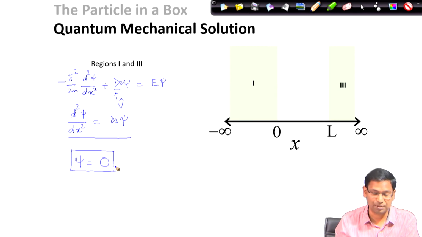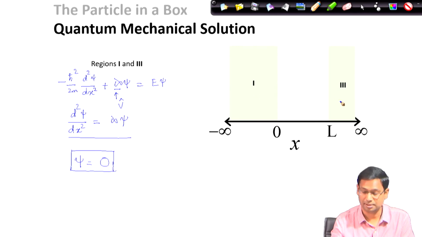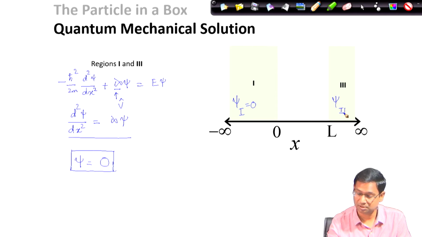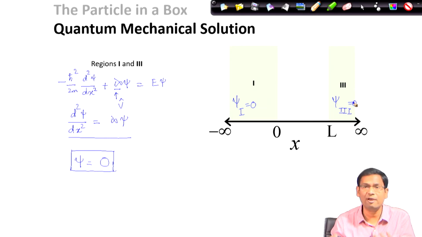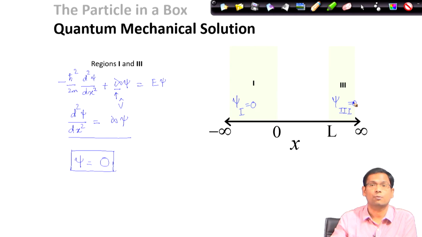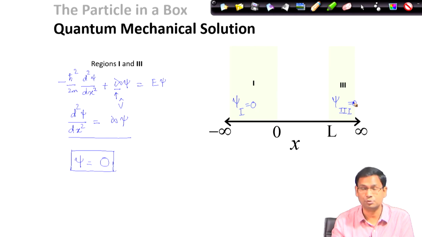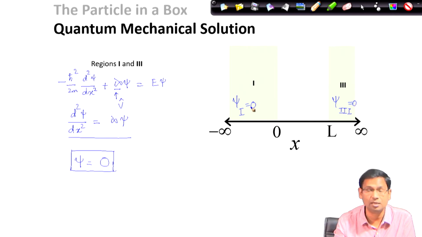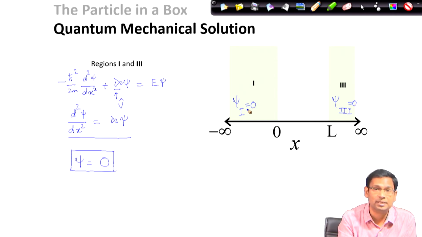So, the wave function is simply 0 in region 1 and region 3. Region 1 wave function is 0, region 3 the wave function is 0. Does it make sense? Yes, because we know the wave function itself does not have physical interpretation, but what has physical interpretation is psi star psi, the wave function multiplied by its complex conjugate. When you do that, what do you get here? Again you get 0, and what does that probability density tell? That the probability of finding the particle in region 1 and region 3 is 0.